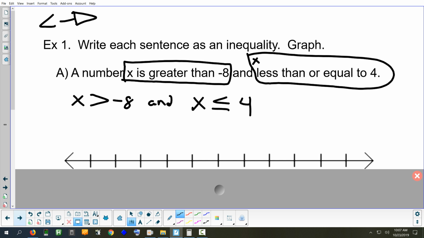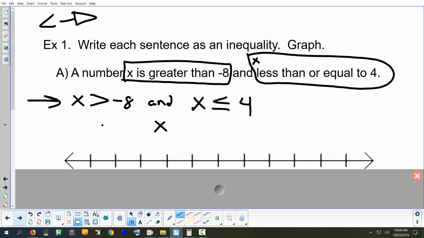Now, the directions here, we've done it. It said write each sentence as an inequality. I would give you full credit if you wrote that. That is fine. Can somebody tell me the shorter way you could write this? I would also give you full credit for that. Put the x in the middle, and then put the numbers down.